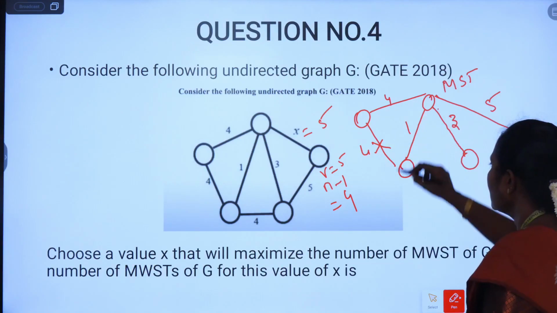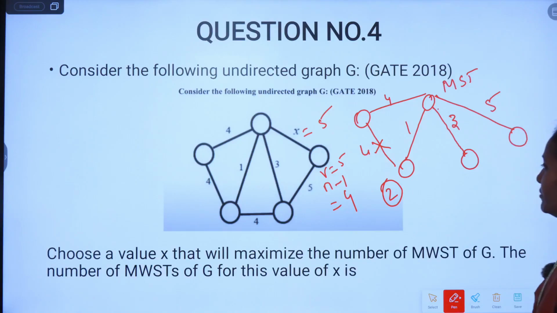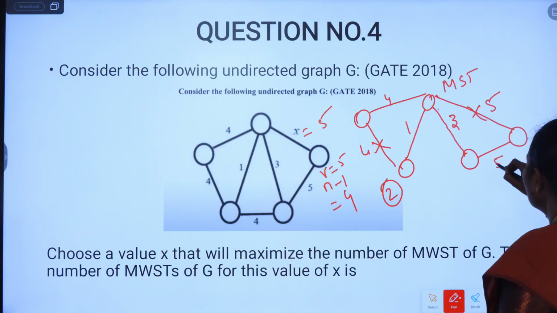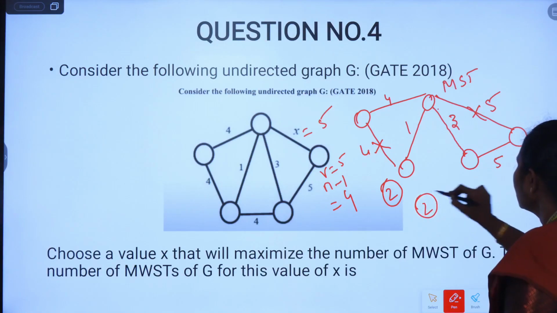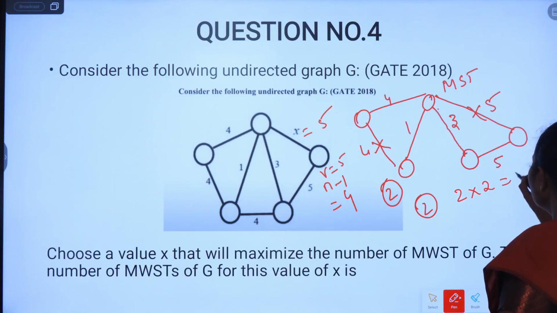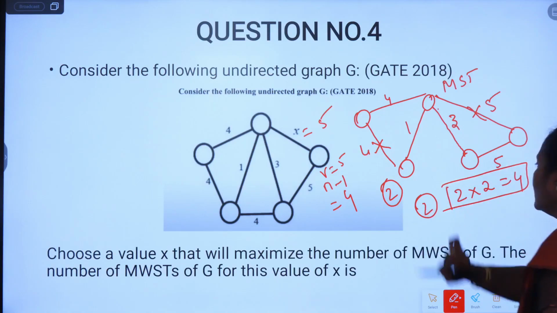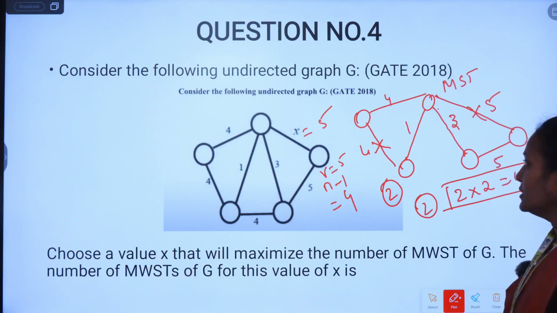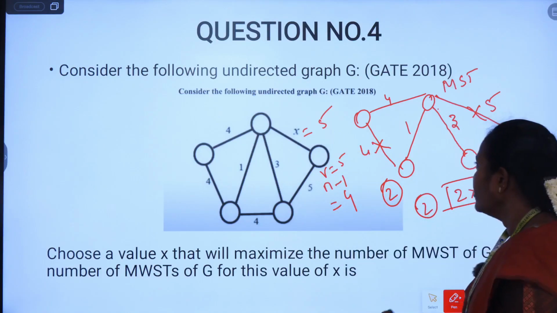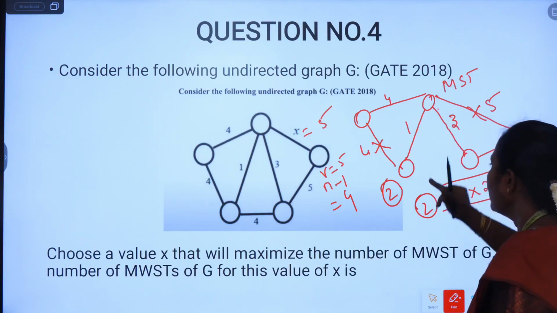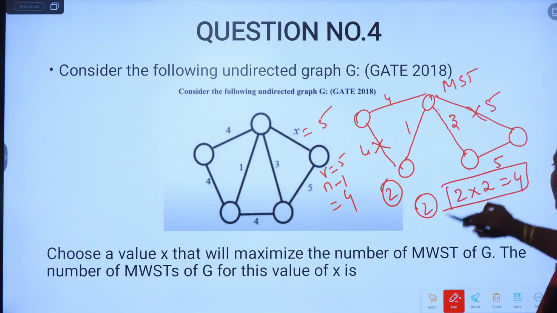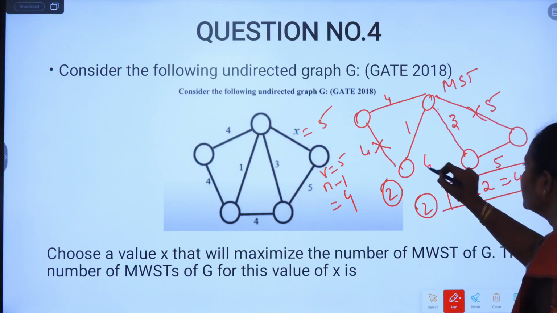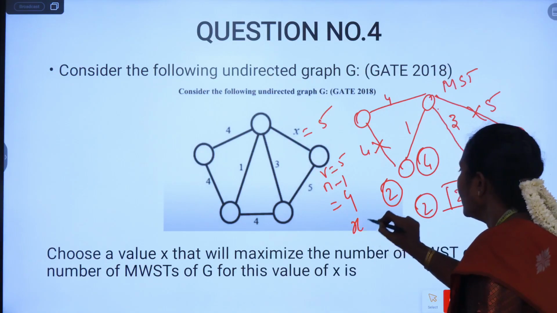For the 4s you have 2 minimum spanning trees, and then instead of considering this 5, if you consider the other 5, you will have 2 minimum spanning trees. So totally how many minimum spanning trees will you have? Totally you will have 4 minimum spanning trees if you take X equal to 5. Is it clear? For these two 4s you will have 2 minimum spanning trees, for these two 5s you will have 2 minimum spanning trees. So totally you will have 4 minimum spanning trees if you consider X equal to 5.